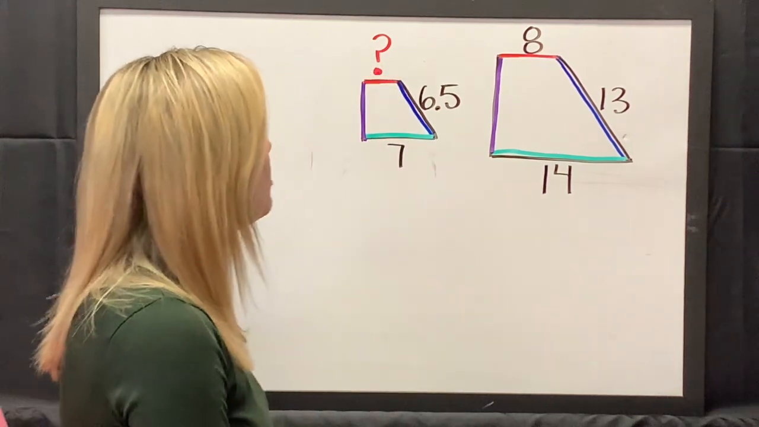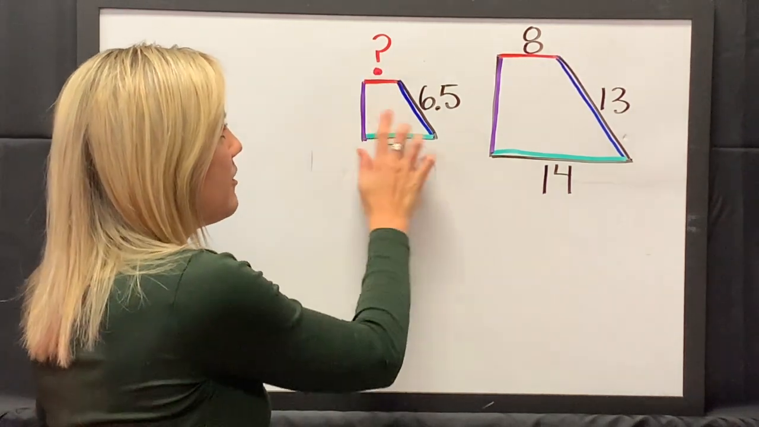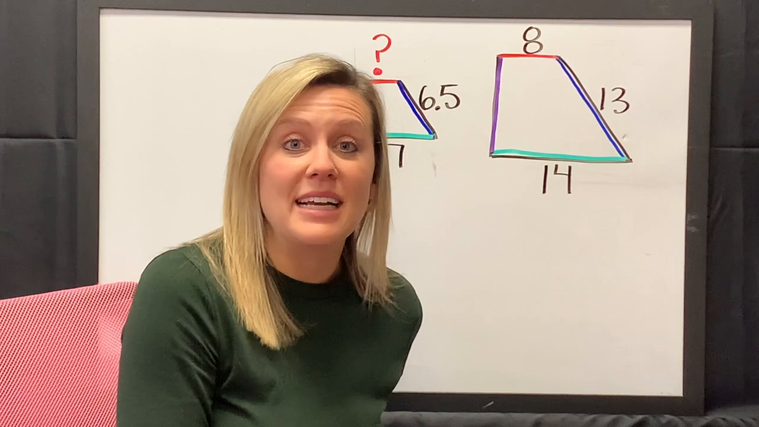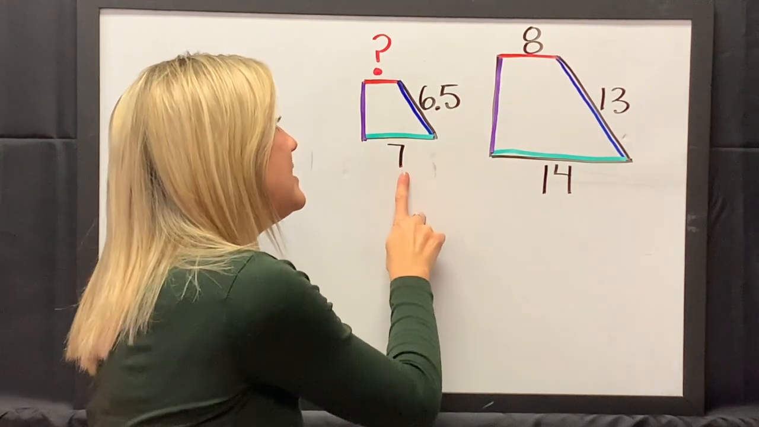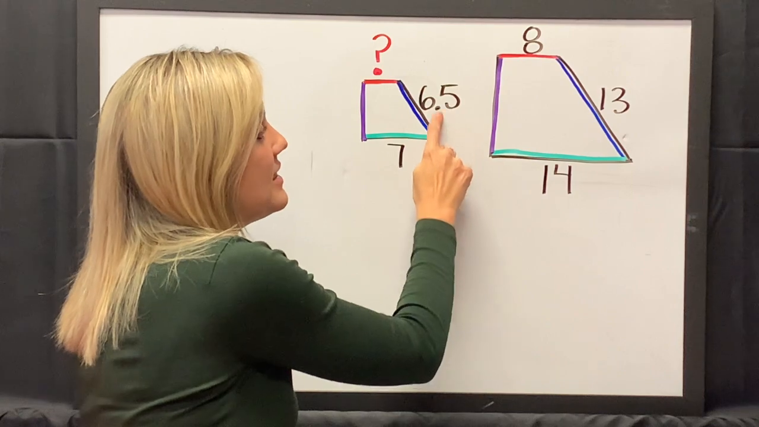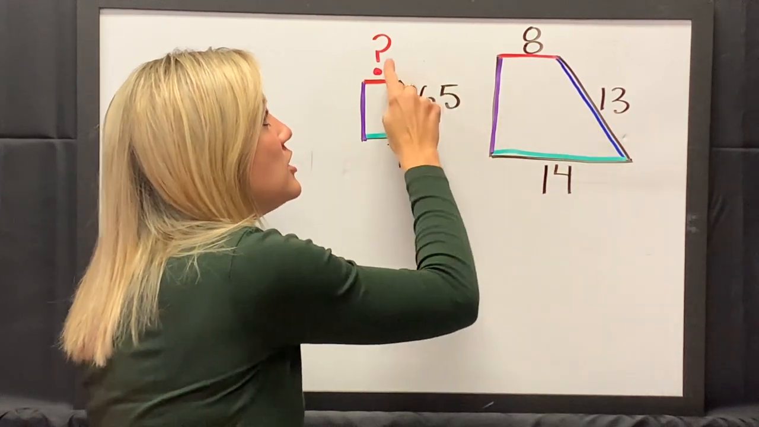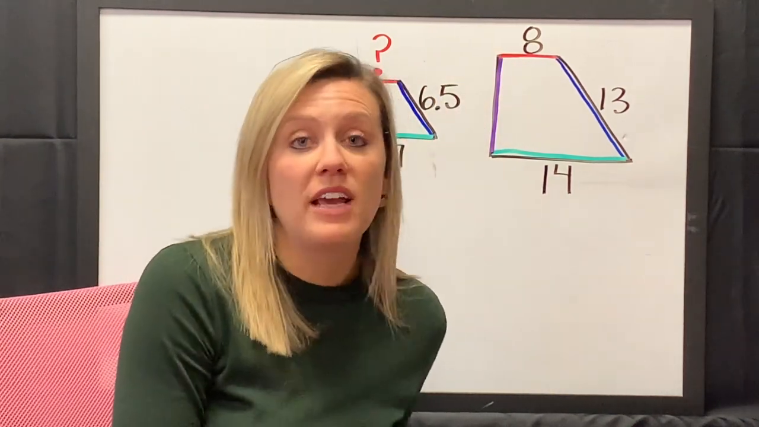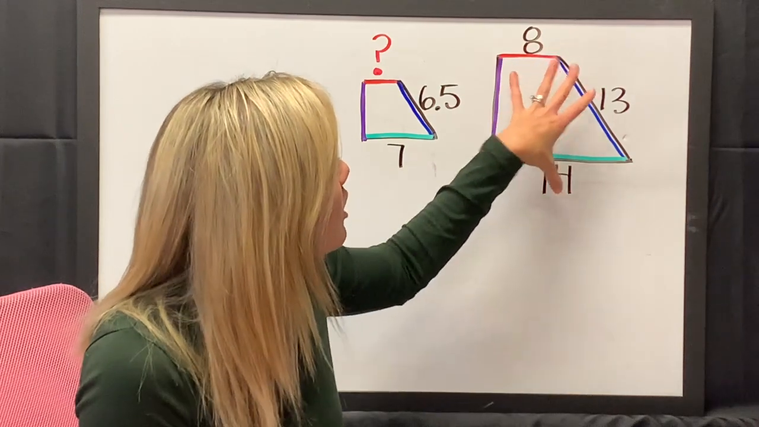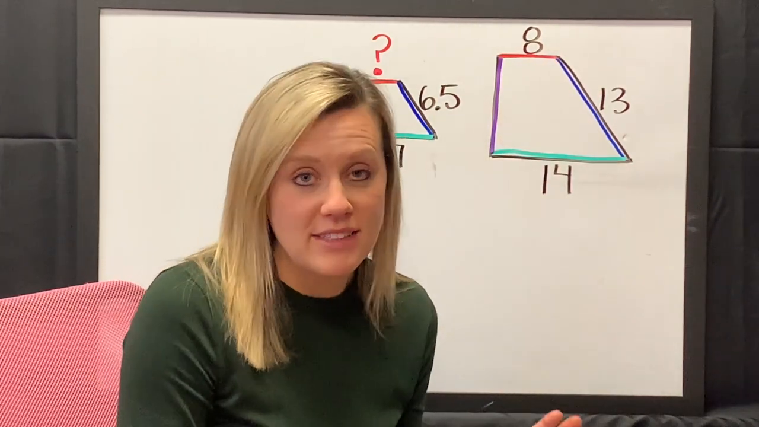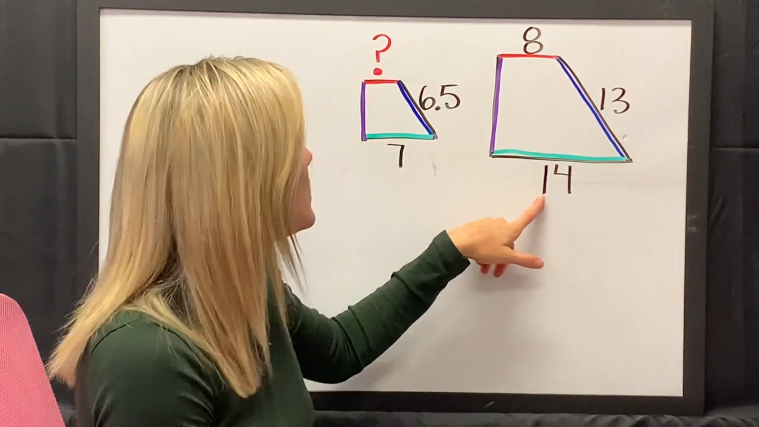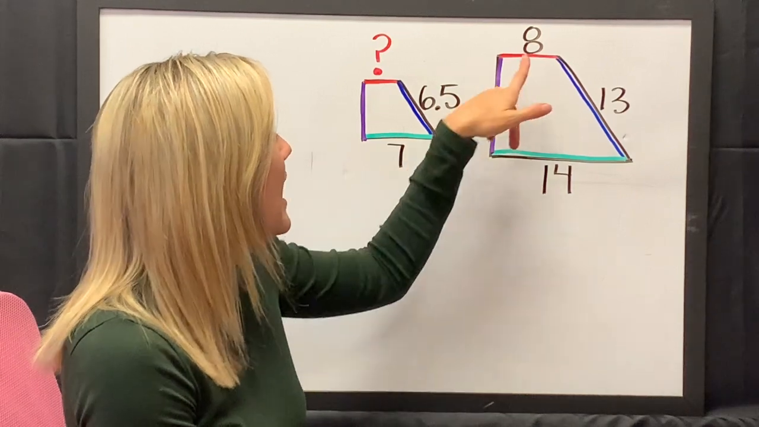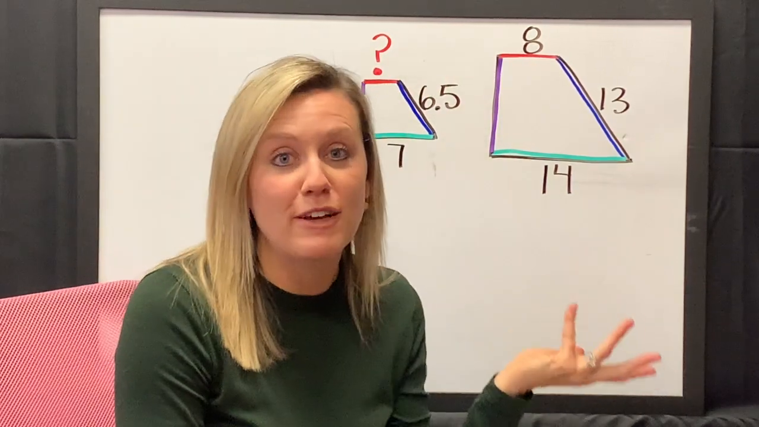So the first thing I notice is to get to this shape, you would have to multiply it by a scale factor of 2. 7 times 2 is 14. 6.5 times 2 is 13. So I would just need to think what times 2 is 8. You could also think about it the opposite way. To get from the large shape to the smaller shape, that would have a scale factor of 1/2. 14 times 1/2 is 7. 13 times 1/2 is 6.5. And 8 times 1/2 would give us 4.